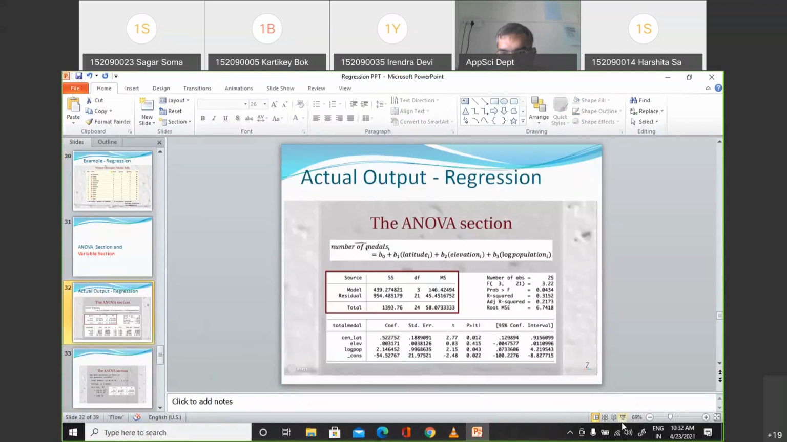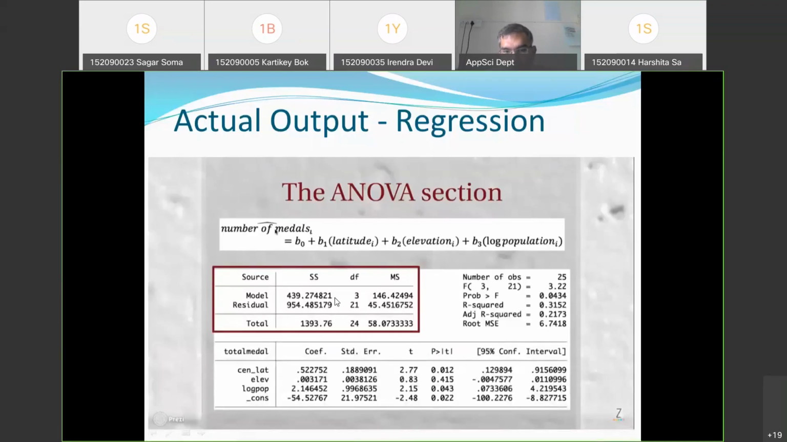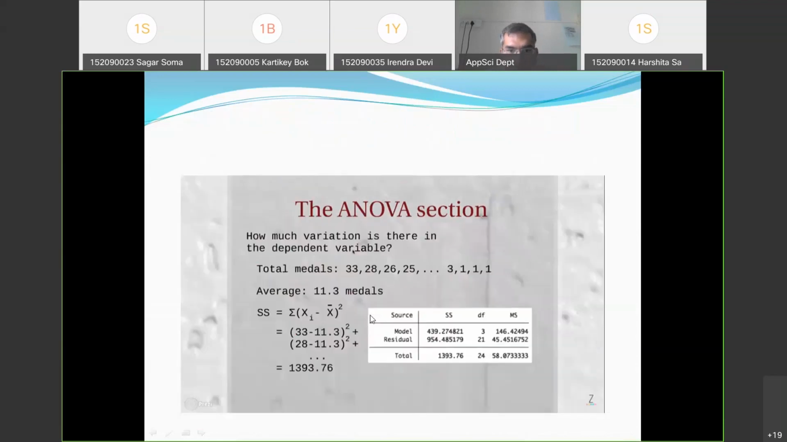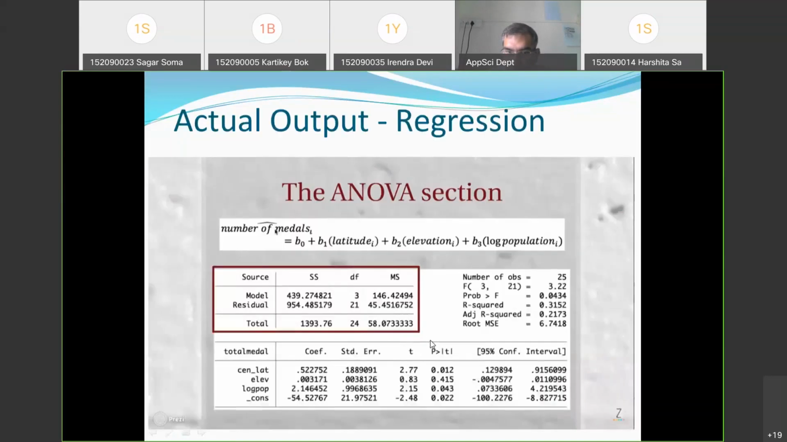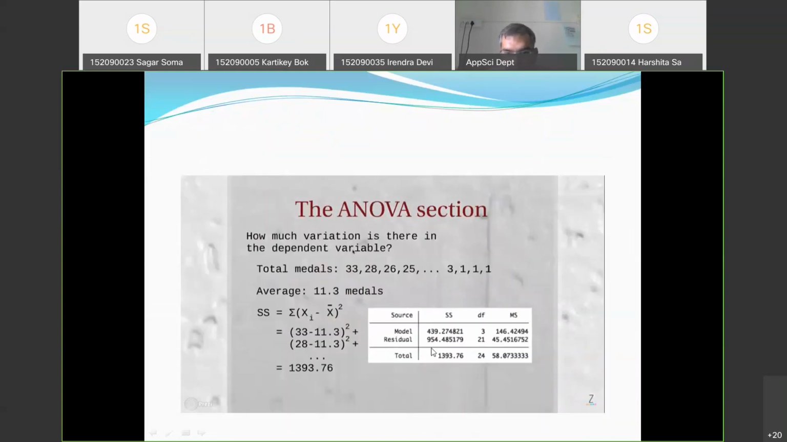So this is the output again, and we are focusing on the ANOVA section, the basic background we developed. So here, for the model, these are the values. For only the constants, these are the values. For just the residuals. So we are comparing what the variation is with the model, and what the variation is with just the constants.